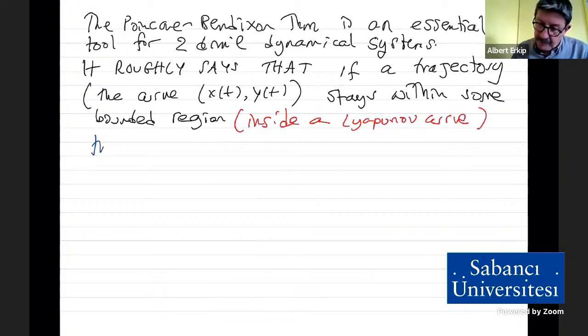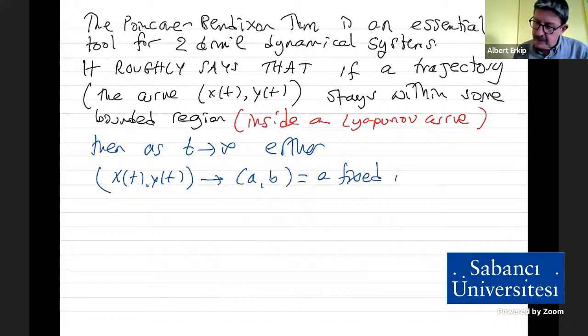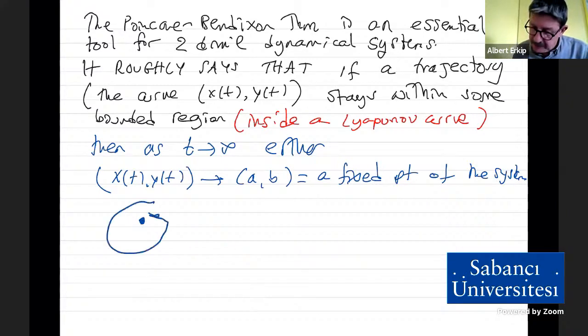Then, as t goes to infinity, either (x(t), y(t)) approaches a point (a, b), which is a fixed point of the system. So this is easy to see. What we really have is a fixed point of the system here. This is my fixed point, and my solution really approaches something like this. So this is like a stable fixed point.